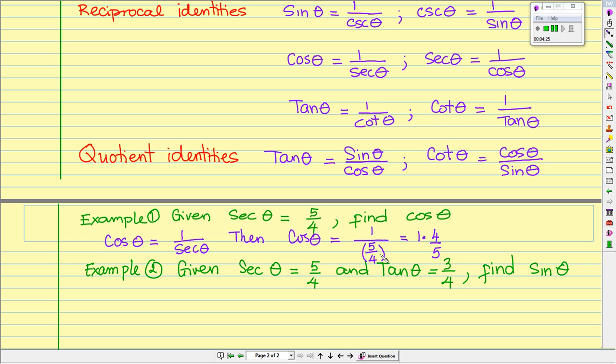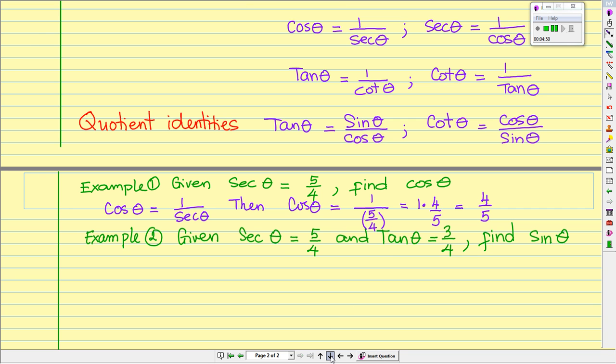So when we divide fractions, we can turn them into multiplication by flipping and multiplying. Here we flip the 5 over 4 to be 4 over 5, and then we multiply with the numerator. So that gives us the answer. Cosine theta will be 4 over 5.